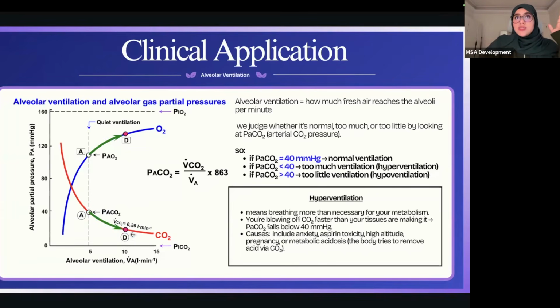The issue here is that I'm losing a gradient. I'm blowing off CO2 faster than my tissues can dump CO2 into the bloodstream. So there's an imbalance here, a metabolic imbalance. I have less CO2 in my body than before. This happens under circumstances like anxiety, metabolic acidosis, aspirin toxicity, all of these. But all you need to know from here is hyperventilation is just me blowing off more CO2 than making it.